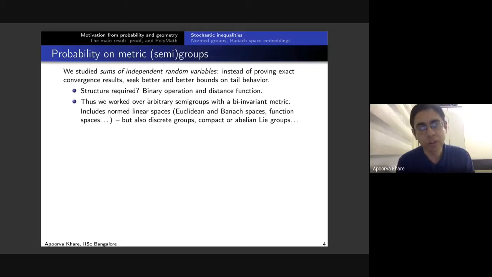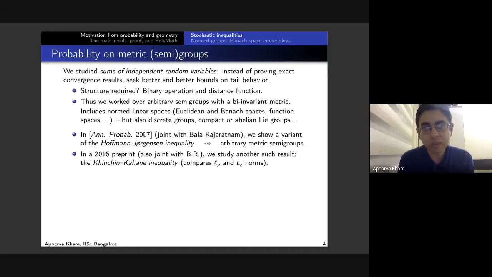We worked over arbitrary semigroups with a translation-invariant metric. This includes various different examples, including the ones I stated above. And so in the paper in 2017 with my collaborator, Bala Rajaratnam, we showed a fundamental stochastic inequality called the Hoffmann-Jørgensen inequality, where the random variables take values in as primitive a framework as is needed to state the result. And in that framework, we prove the result as well.